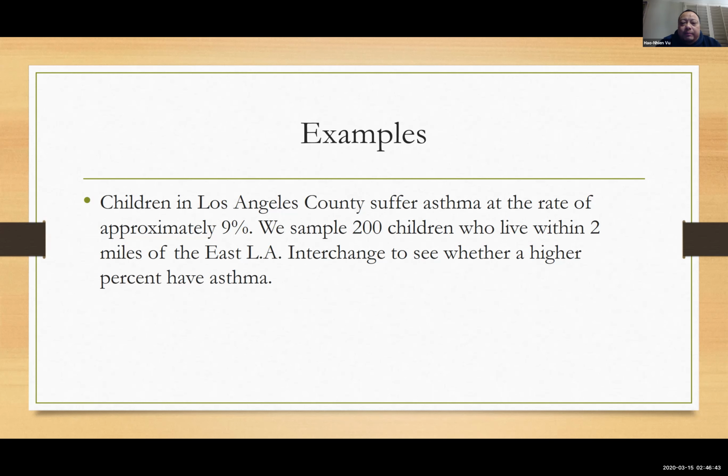Hypothesis testing of what? One or two populations, and the answer is one or two proportions. And the answer is one proportion. There are two populations here: LA County as a whole versus within 2 miles of the East LA interchange. But the number for LA County is known, it's 9%, so it doesn't count. That leaves just the East LA interchange kids. So that's a hypothesis testing of one proportion.